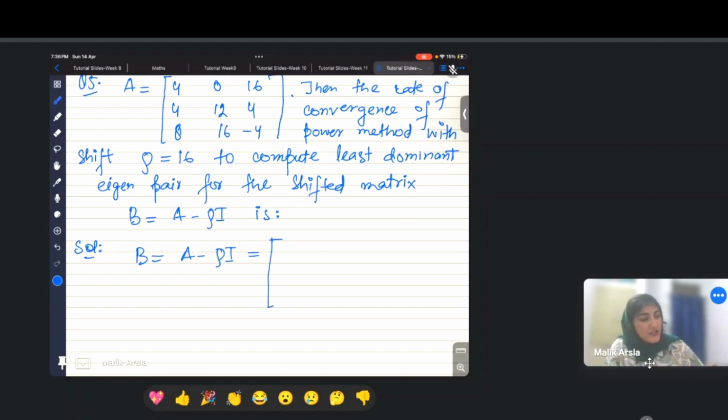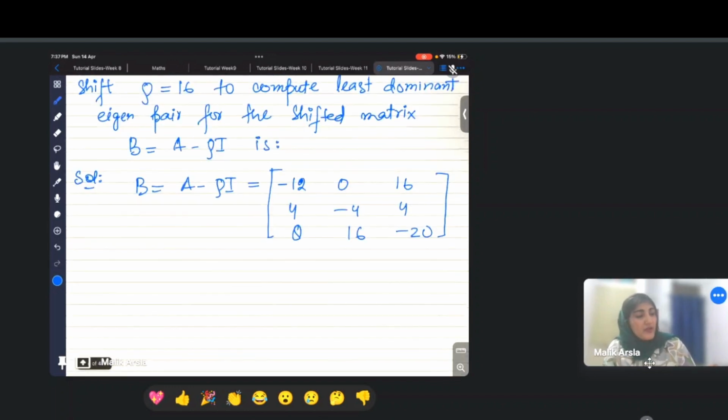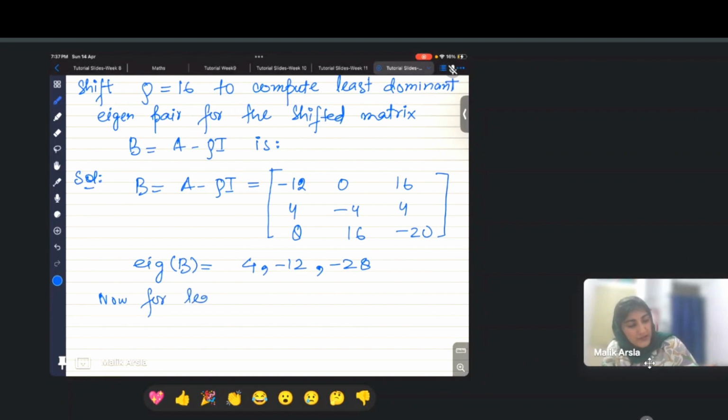So here when we calculate the B matrix, it's coming out to be 4 minus 16, that's minus 12, then 0, and 16 it will be 4. It will be 12 minus 16, it's minus 4, 4. And the third, 12 minus 28. Right? Okay. So now when you calculate the eigenvalues of B, it is coming out to be 4, minus 12, and minus 28. Now for the least dominant pair.